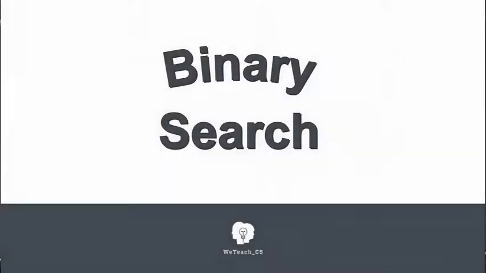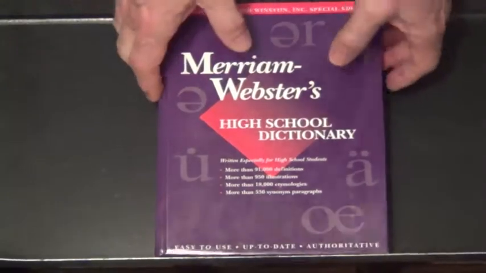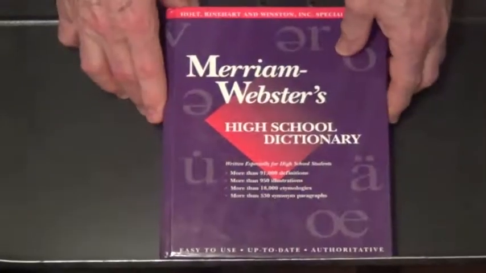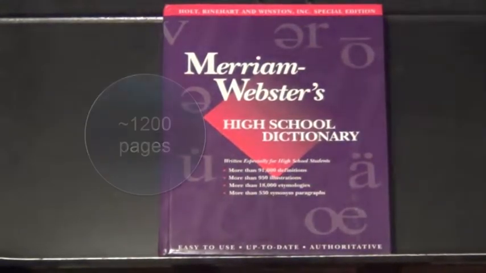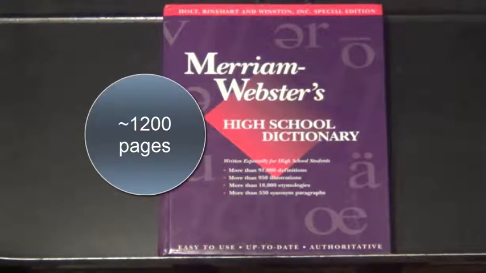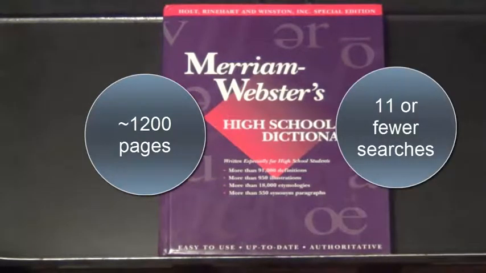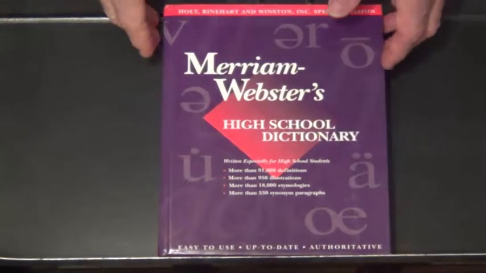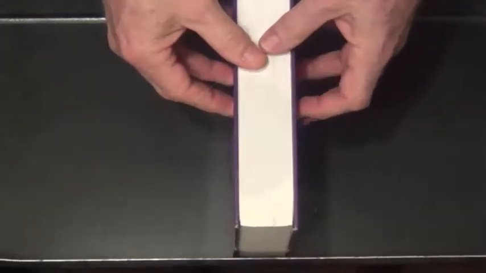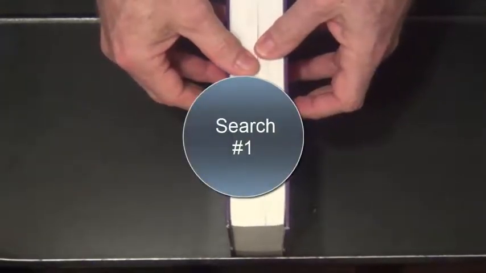Let's use a dictionary to demonstrate the binary search. This dictionary has roughly 1,200 pages in it, goes all the way to page 1164. And so the claim is, in roughly 1,200 pages, we can find any word that's given in 11 comparisons or fewer. And there's a reason for that number, and I'll explain afterwards. So at one of the workshops I did recently, the word serendipity was suggested. So let's try to find the word serendipity.